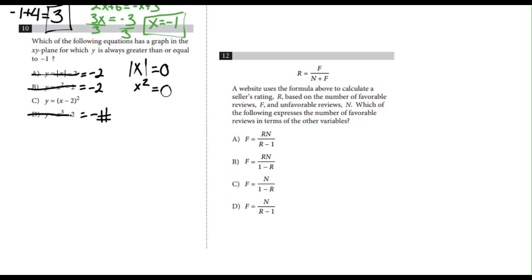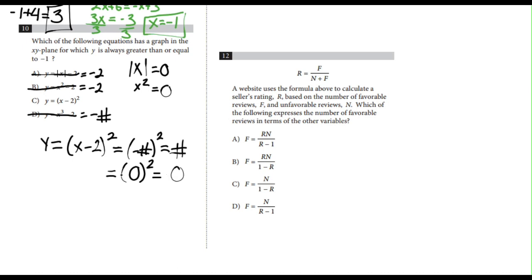For C, we have x minus 2 squared. The squared on the outside is the key. If we have a negative number inside of our parentheses and we square it, this is going to be a larger positive number. If we have 0 squared, then we'll have 0. And if we have a positive number squared, then we're just going to get another positive number. So the smallest possible value for C would actually be 0, and that is greater than or equal to negative 1, so it has to be answer choice C.